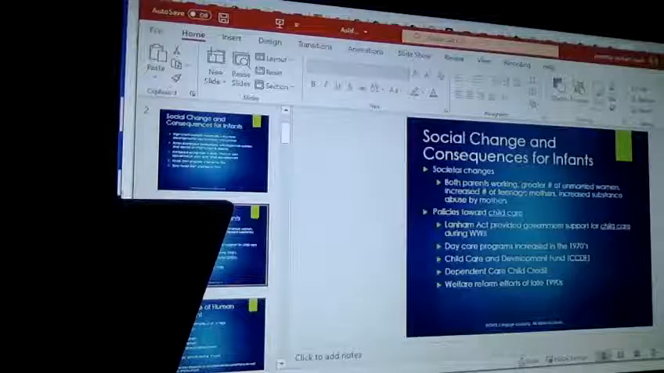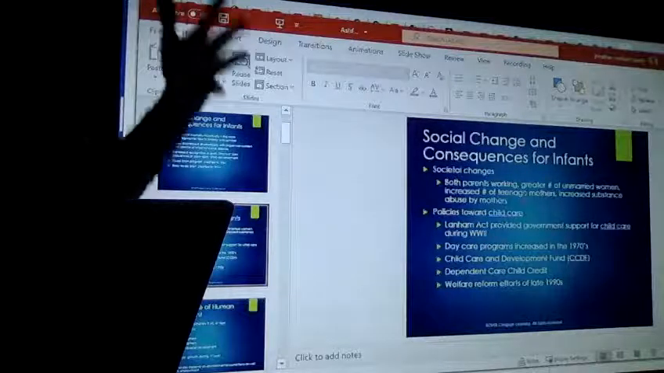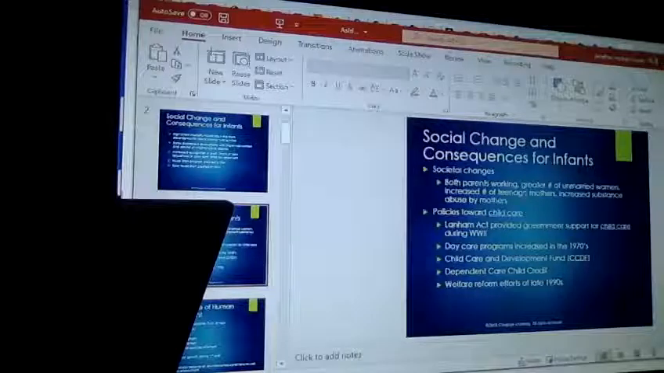Some of the societal changes: both parents are working now. That's another thing we had mentioned. In the 80s, you might only have one parent working. In the 90s, you need 1.5 jobs to pay for everybody. In the 2000s, you need like 2 jobs. So sometimes both parents, or dad or mom, had 2 jobs. Lately, it's like you need 3 or 4 jobs to pay for everything.